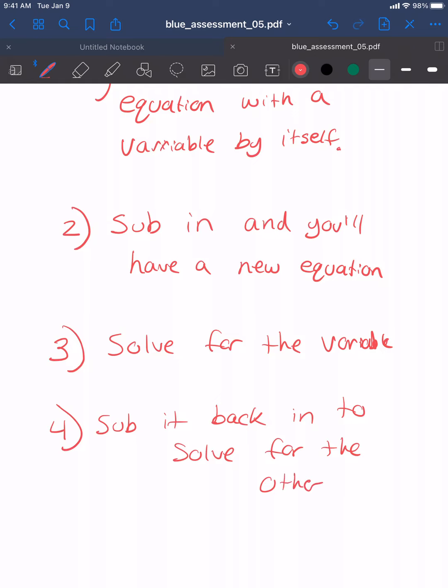Does variable have 2 R's? No. I've been having a hard time with that. Bathroom, I gotta go. Really fast, you may.